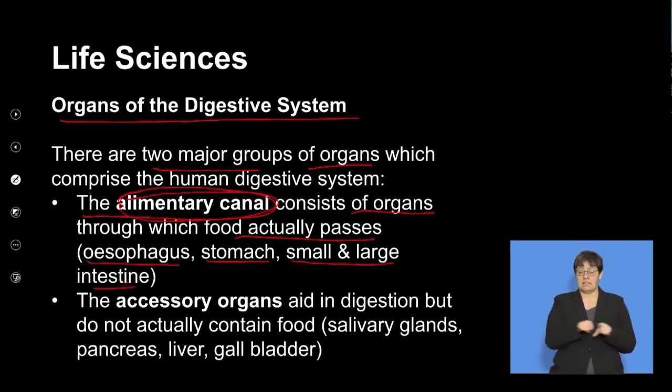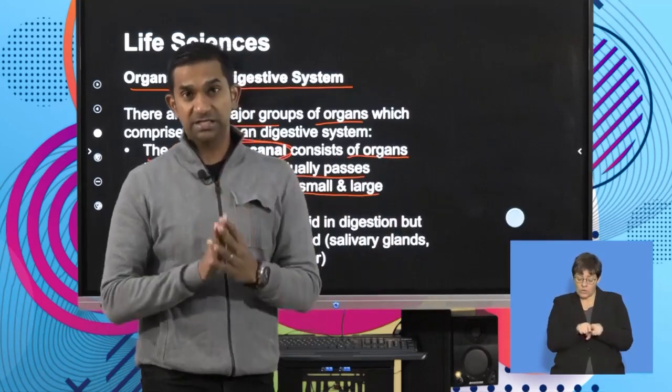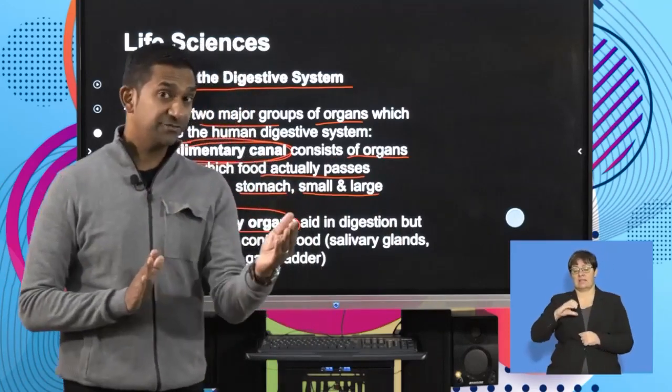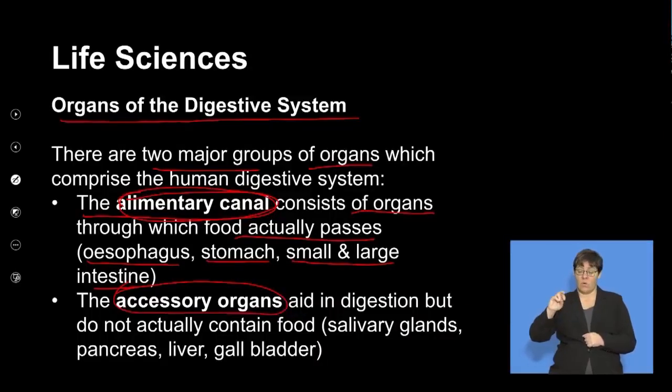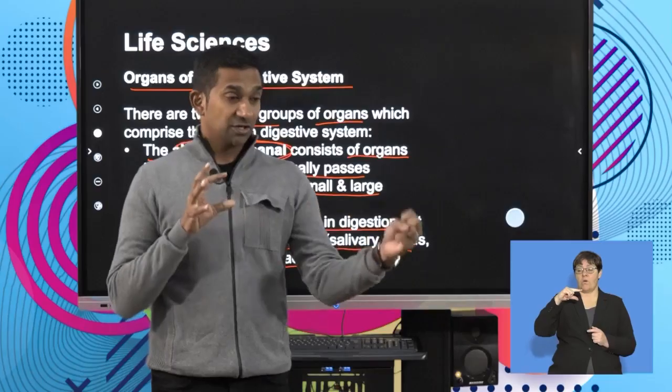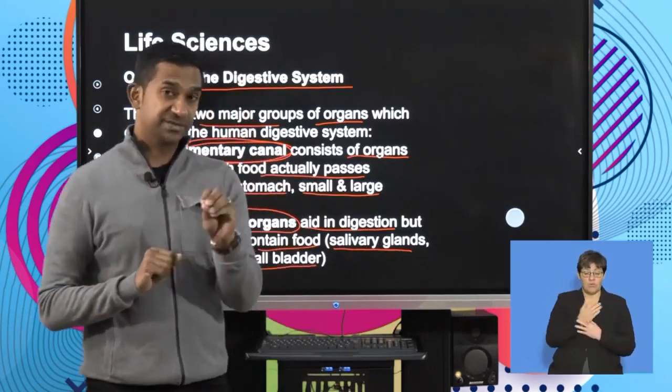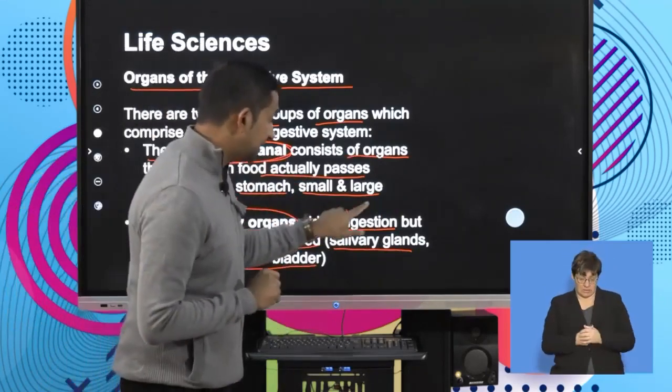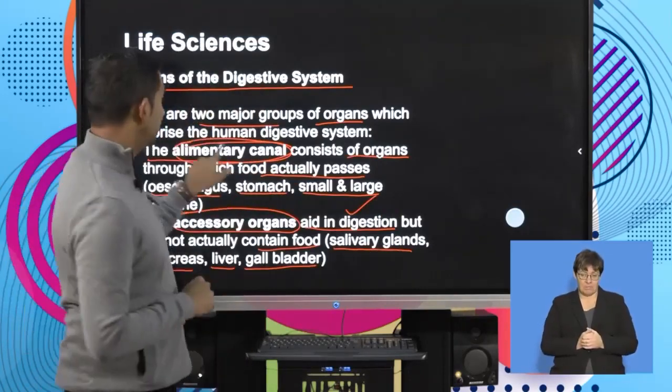We also have organs that are associated with the alimentary canal called accessory organs. Accessory essentially refers to things also associated with the digestive system. They may have other functions, but they're also accessory to aid the process of digestion. So these accessory organs aid digestion, but do not actually contain food. This can include the salivary glands, pancreas, liver, and the gallbladder. Again, food does not physically pass through them, but they produce substances or contribute to aiding in the process of food being broken down in the alimentary canal.